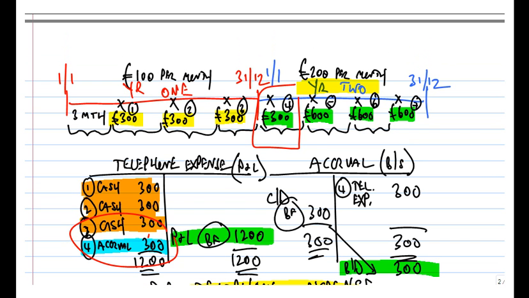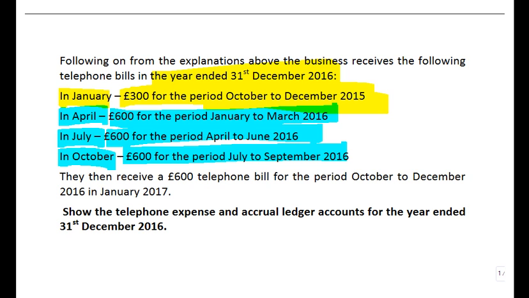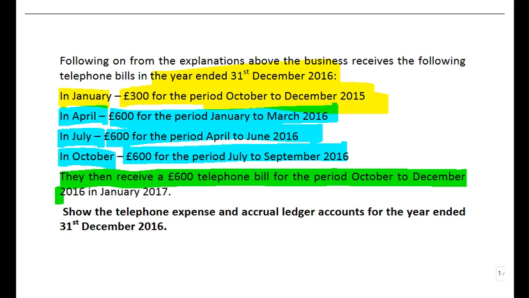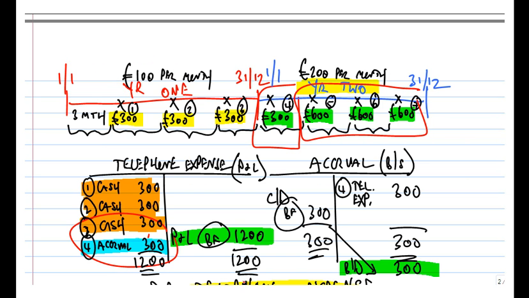So, in effect, you can see we're only left with 3 bills that we've dealt with that actually relate to year 2. Because the final quarter, in the usual manner, isn't received until the following year. In fact, you can see that the bill for October, November, December, the final quarter of the second year, we're not receiving that until January of the third year.